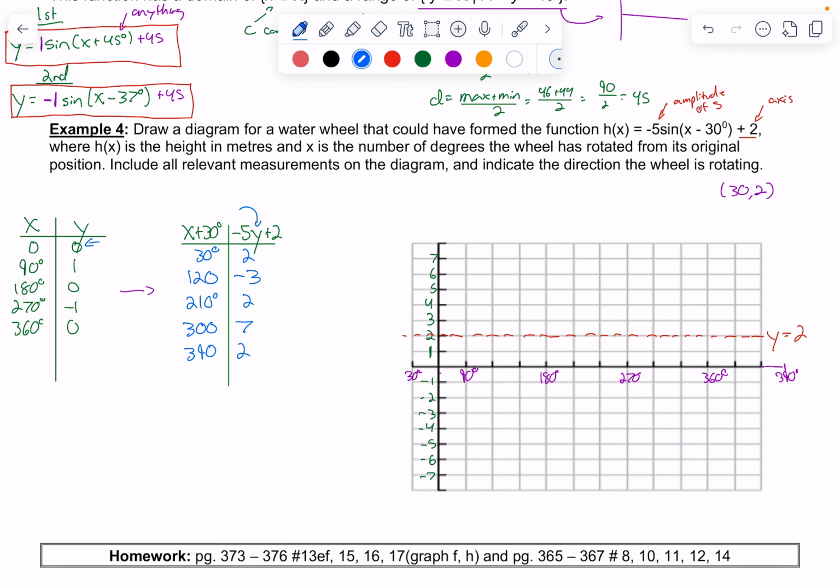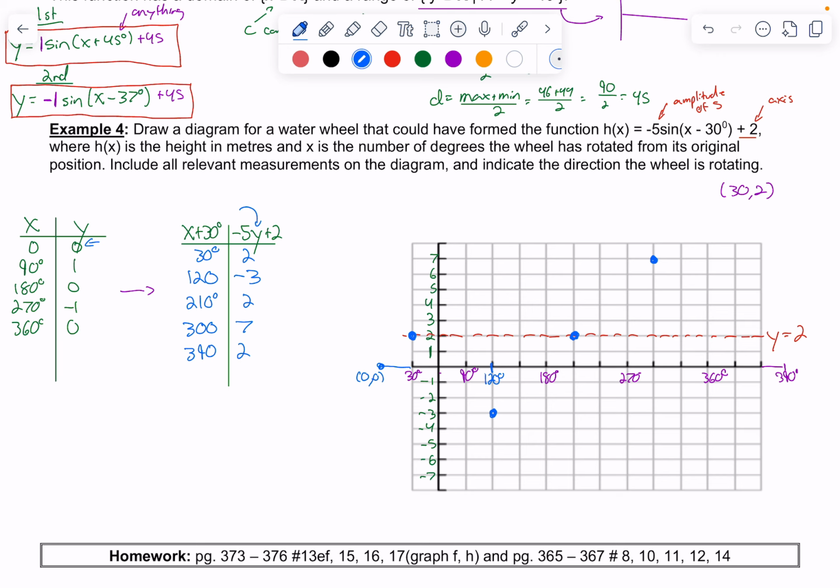So 30 degrees and 2. So start at 30 degrees and 2, right here. Right, because this is not 0, 0. 0, 0 is technically right here off the graph. So that's 30, 2. 120 and negative 3, so 120 and negative 3 would be right here, right? Because each one of these ticks is 30 degrees. 210 and 2, so 210 would be here, and 2. 300 and 7, so that would be way up here.